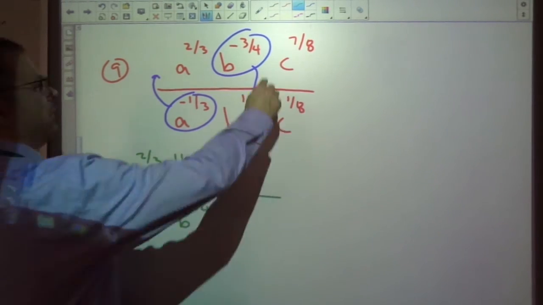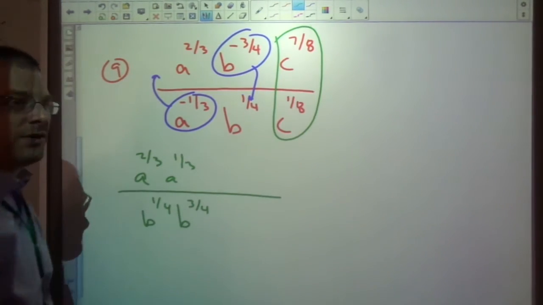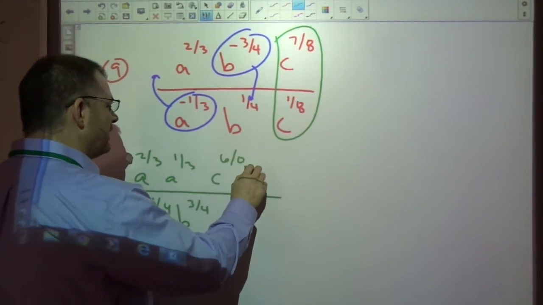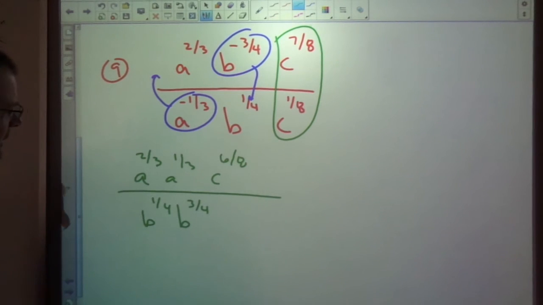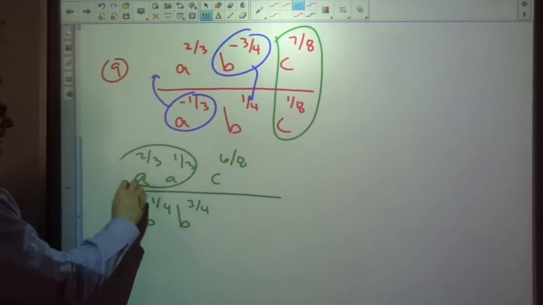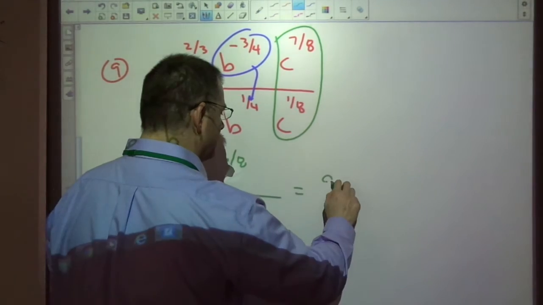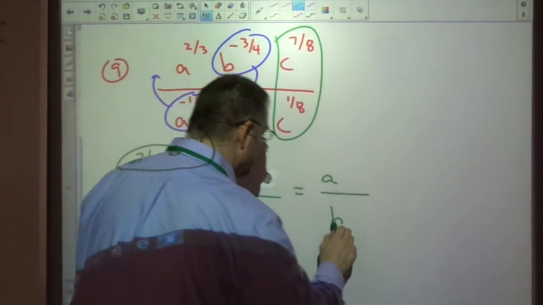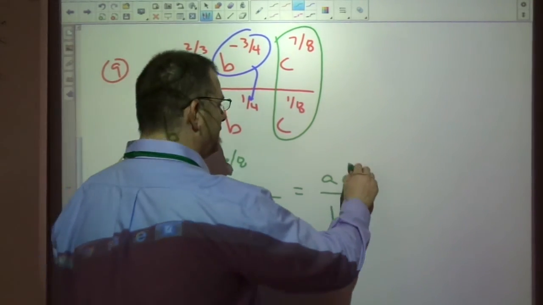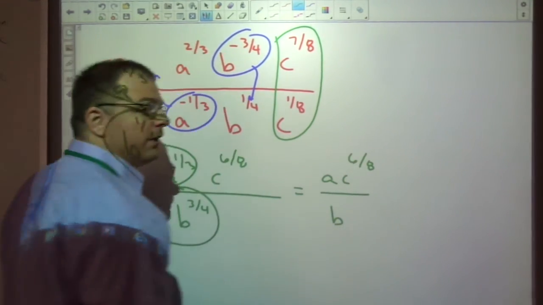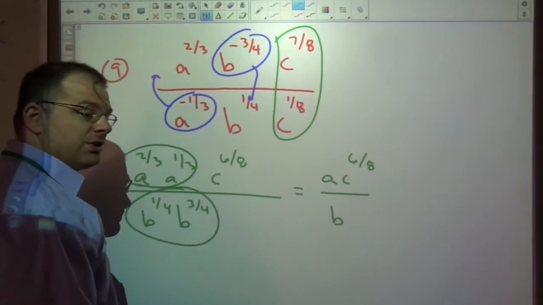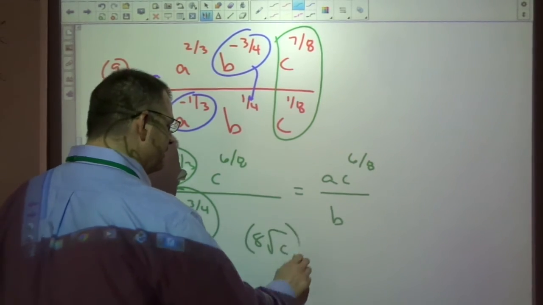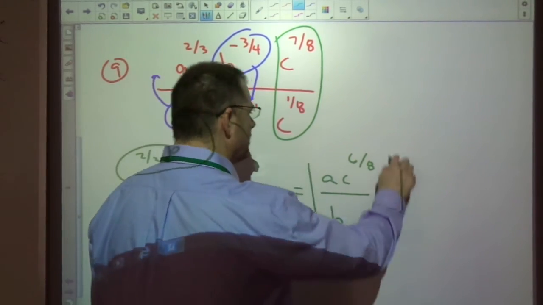And these we can subtract. What's 7/8 minus 1/8? That is 6/8. So we'll go c to the 6/8. So now let's see if we can simplify. 1/3 plus 2/3, that is 1. So that is a to the first, which is a. 1/4 plus 3/4 is 1. That is b. And then c is c to the 6/8. And I think we could probably leave it like that. If it asked us to change it to a radical, we would go 8th root of c to the 6th. But I think this is going to be just fine for us.